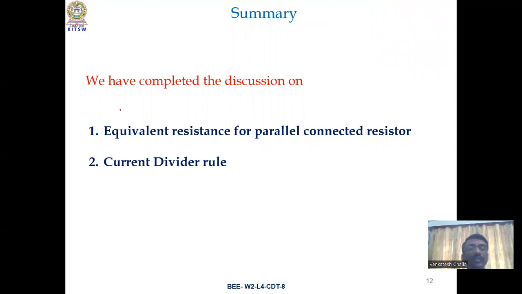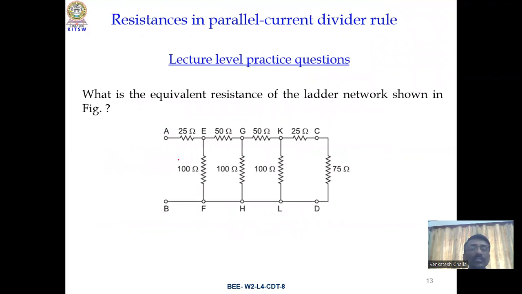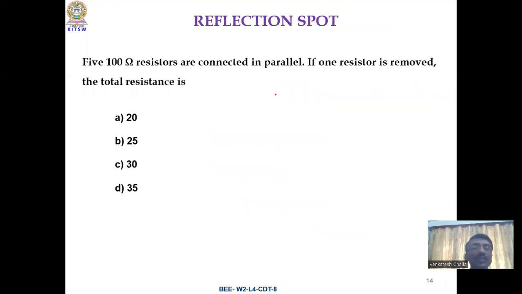So dear students, we have seen a problem on how to calculate the equivalent resistance for parallel connected resistors and how to calculate the currents using the current divider rule. Now consider this circuit. This complex circuit is there, but you can analyze it and gradually come to AB. Find the equivalent resistance RAB. How will you find it? Step by step, we solve it. There are 5 resistors of 500 ohms connected in parallel.